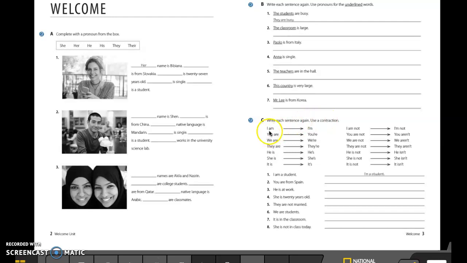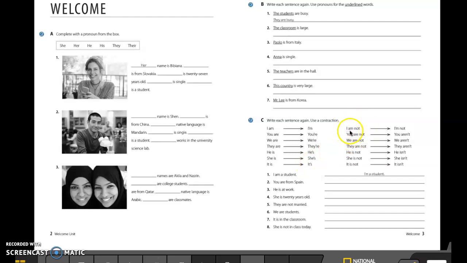We can put these two together to make I'm. You are, the contraction here is you're. We are, the contraction is we're. They are, the contraction is they're. He is becomes he's. She is becomes she's. It is becomes it's.